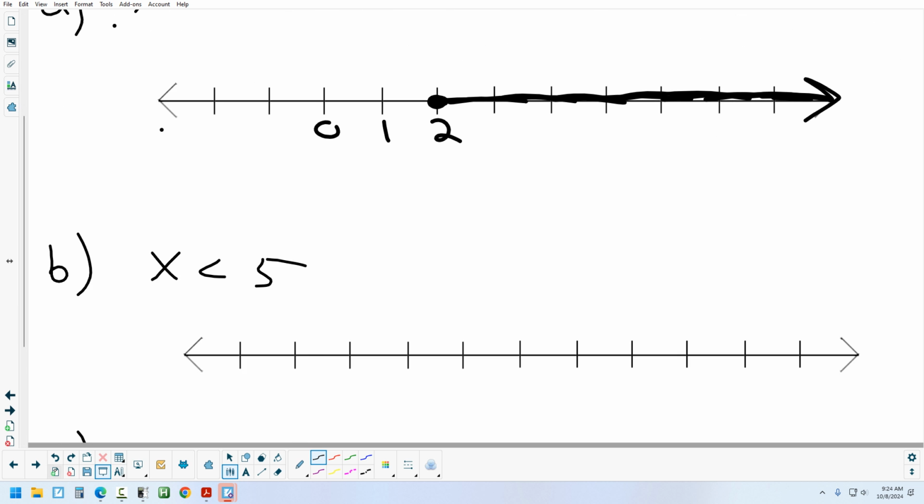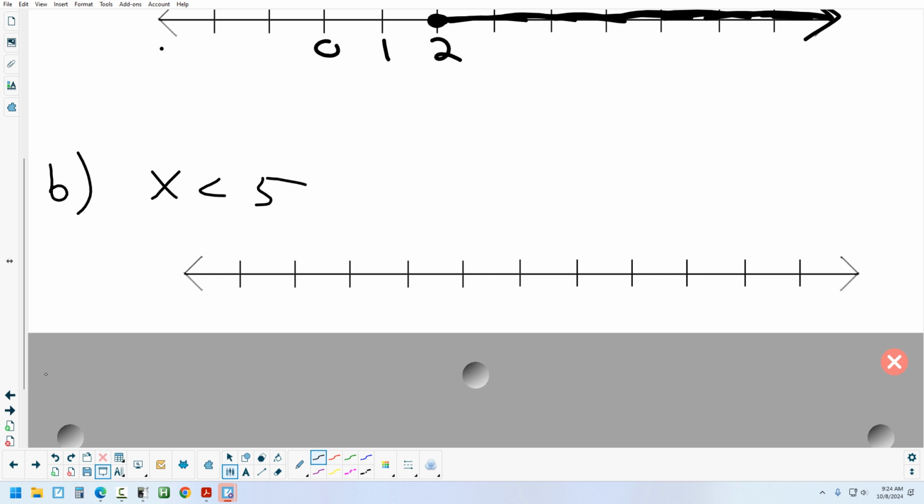All right, let's try this one. X is less than 5. Again, number line will already be set up for you. What kind of circle do I need this time? Open on what number? Open on 5. Okay. And how about Felicity? Which way am I going to shade? To the left. Yep, I'm going to shade to the left. Perfect. And that is again an example of an unbounded interval.